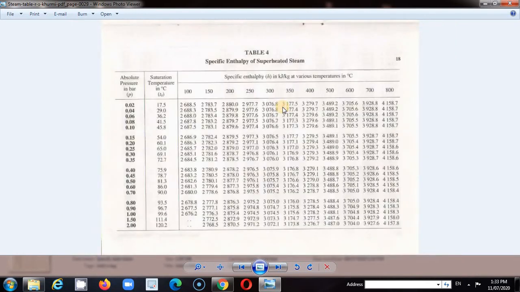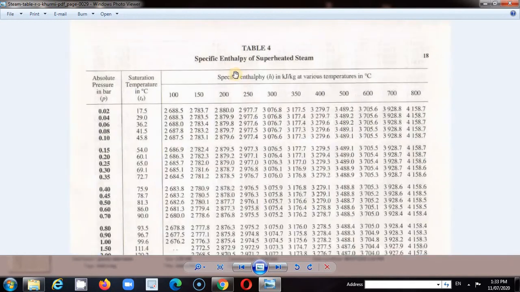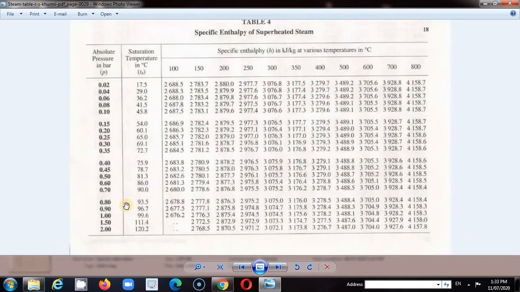Now we will move further and talk about specific enthalpy for superheated steam. Here you will get an idea about how to calculate the value of H, that is enthalpy, for superheated steam. Suppose in the problem they mention the pressure is 1 bar and the temperature is around 250 degrees centigrade, and they ask to calculate the specific enthalpy.